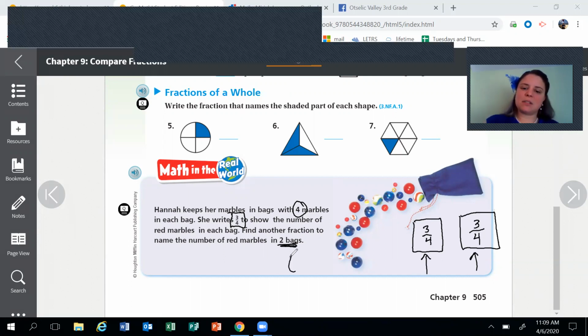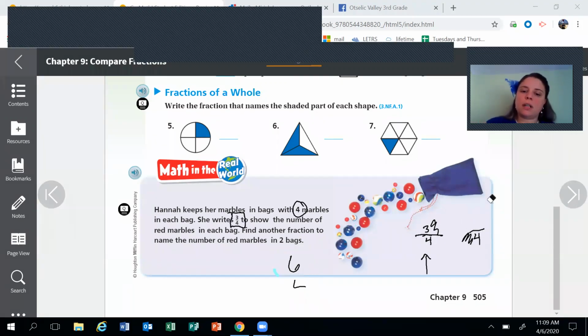We have 6/4 altogether, right? We're going to cut up this bag into pieces and shade the fourths. Each bag has 3/4, so we count them 1, 2, 3, 4, 5, 6. 6/4. And if you want to turn that into a whole number and a fraction, go ahead. I like that. That's always a good thing.